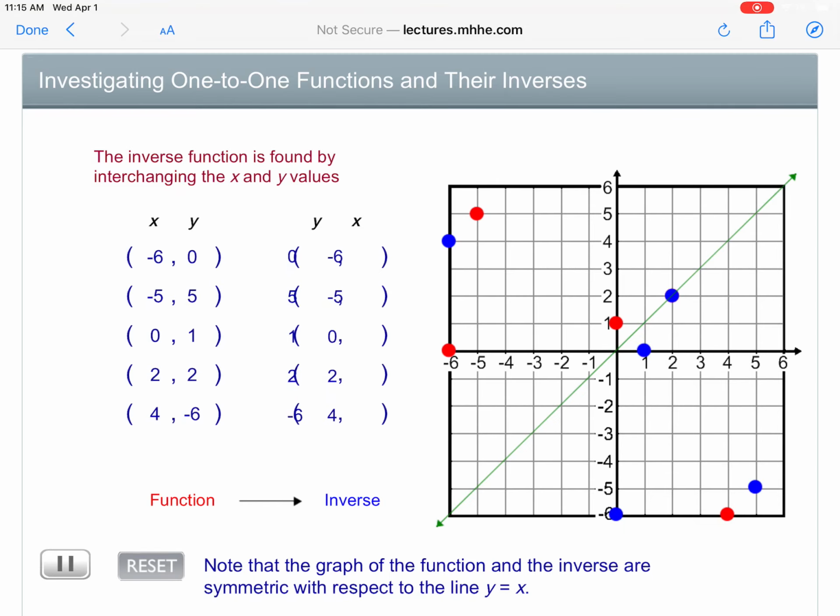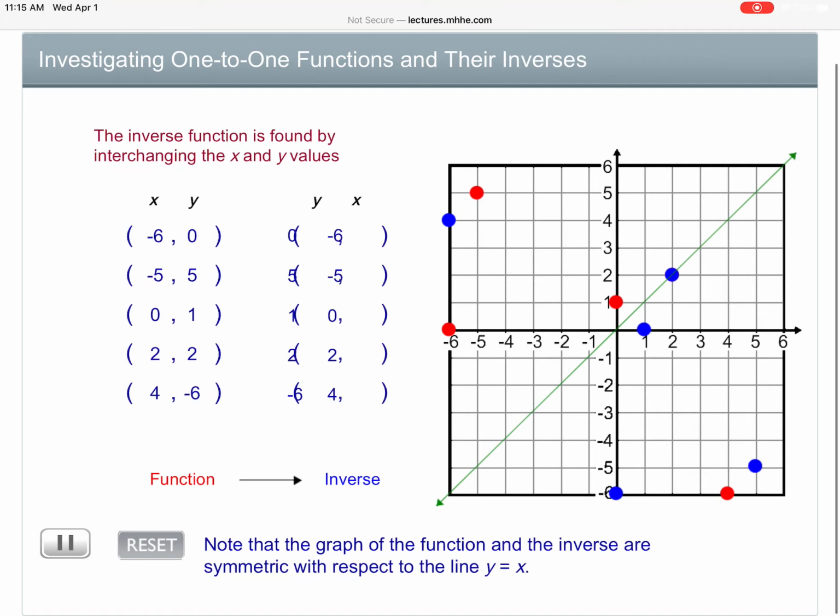Note that the graph of the function and the inverse function are symmetric with respect to the line y equals x.